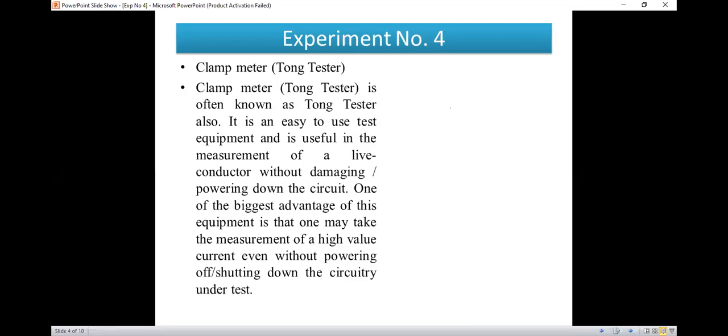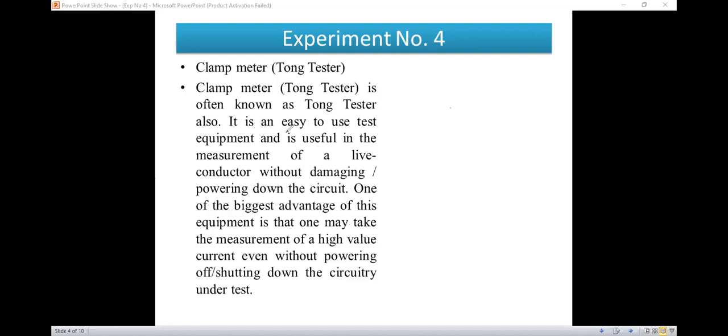So the clamp meter is also called a tong tester. Recently all electricians, that means motor rewinding electricians, are using this type of meter. The clamp meter, or tong tester, is an easy to use test equipment and is useful in the measurement of a live conductor without damaging or powering down the circuit. It is a very important point in case of this clamp meter.